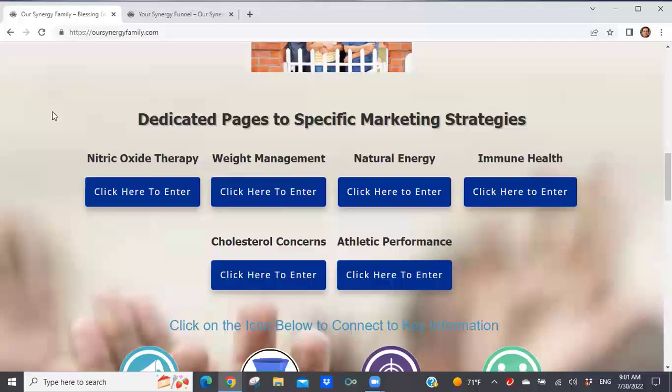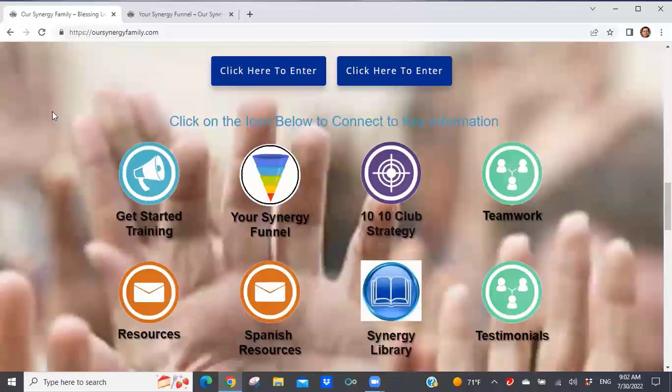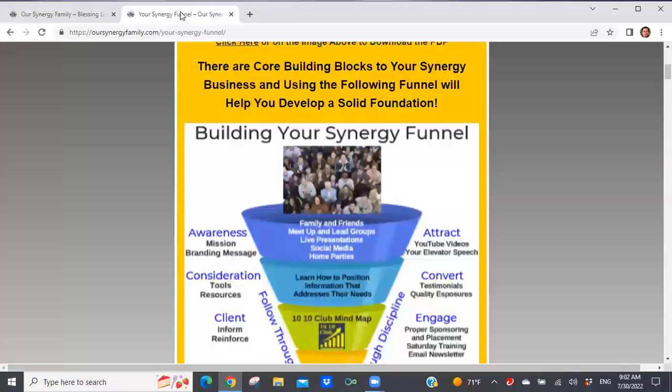September, I think it is, where I'm scheduled to talk to you about the 3 R's to good health strategy, which is designed to give you a new type of marketing tool. But we haven't really looked at some of the old icons that we created for this platform. One of them is what's called Your Synergy Family. If you click on that, it takes you to this page.